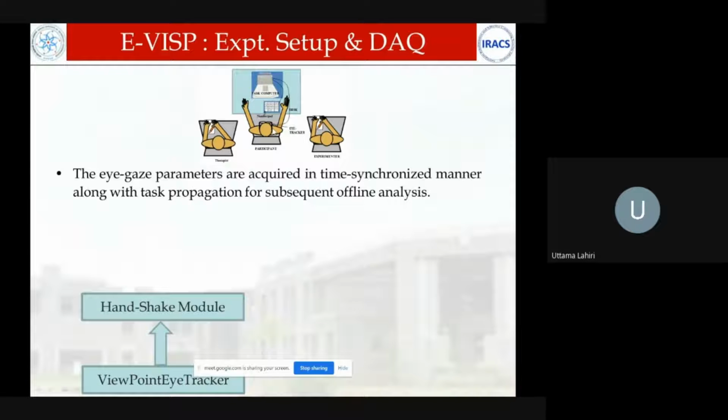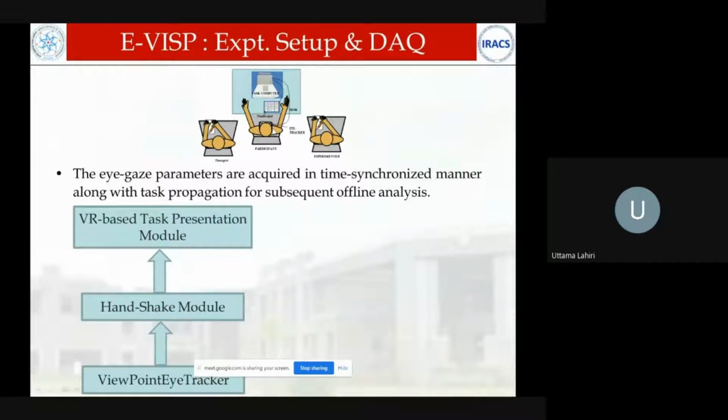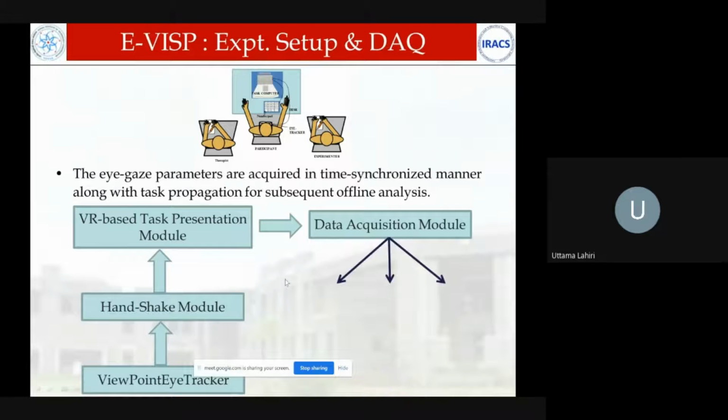We designed a handshake module in our lab, and this was used to connect the eye tracker to the VR-based task presentation module, which is a Python-based module. So the DLL was actually designed for the handshake module. And in turn, the eye data was being captured in a very time-synchronized manner.